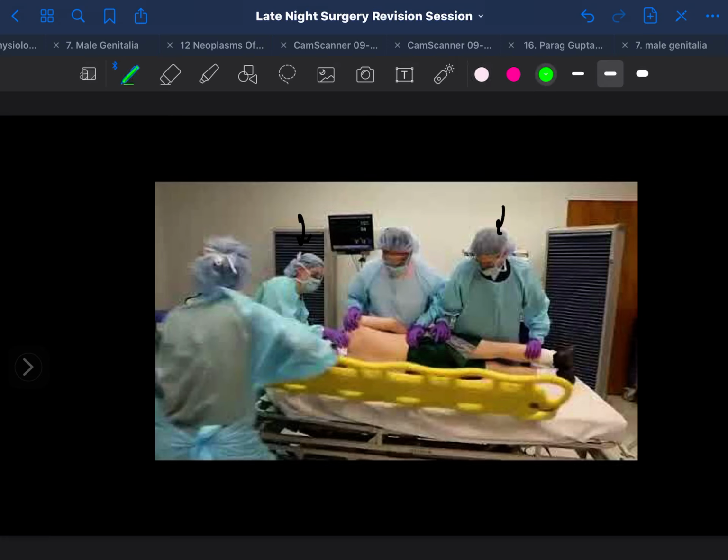Okay, so let's go to the next image, guys. Here you have an image of a particular maneuver. What is this particular maneuver which is being performed? This is what is called a log roll maneuver.